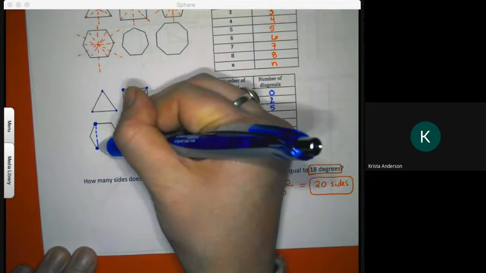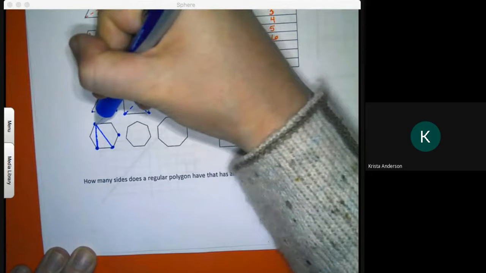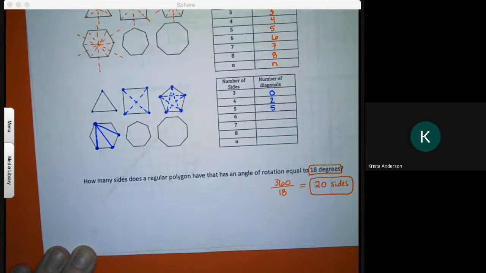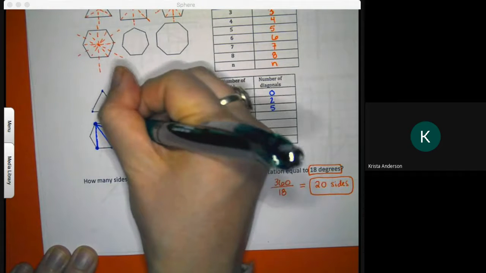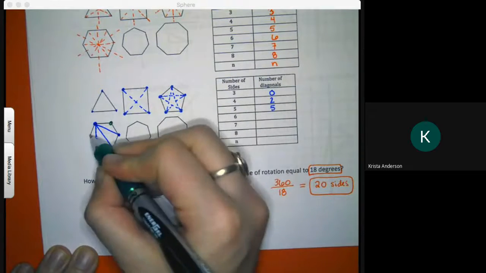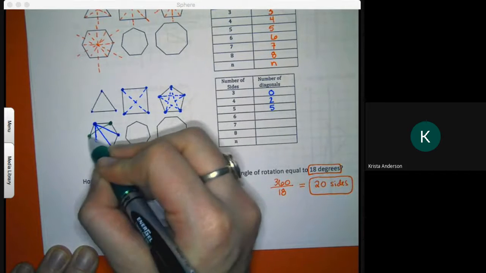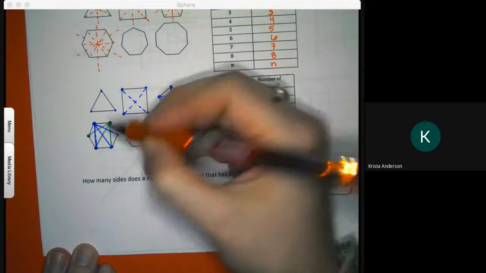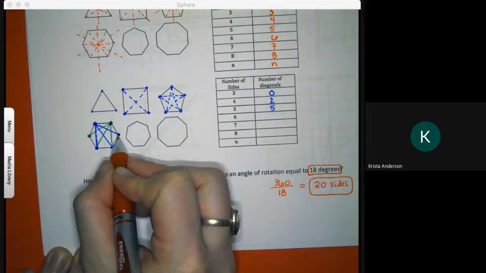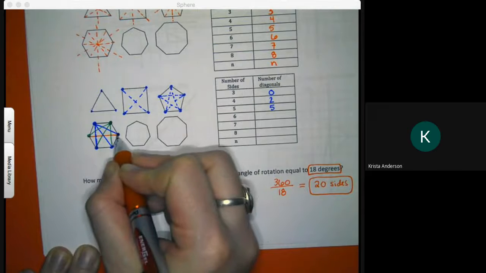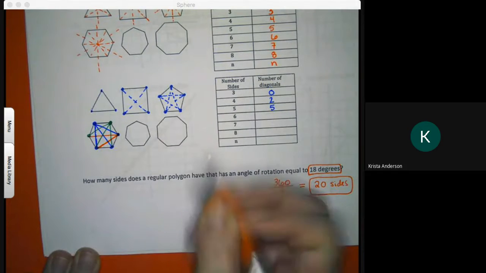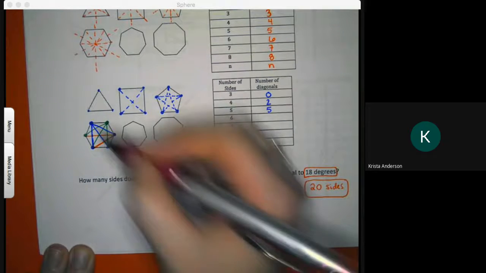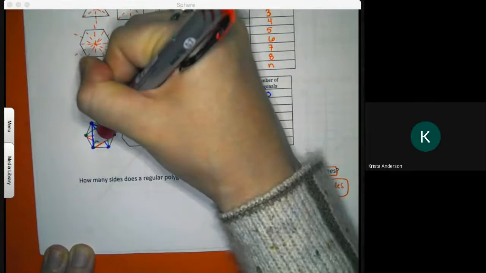1. Actually, I'm going to draw a solid line. 1, 2, 3, 4, 5, 6, 7, 8, 9.